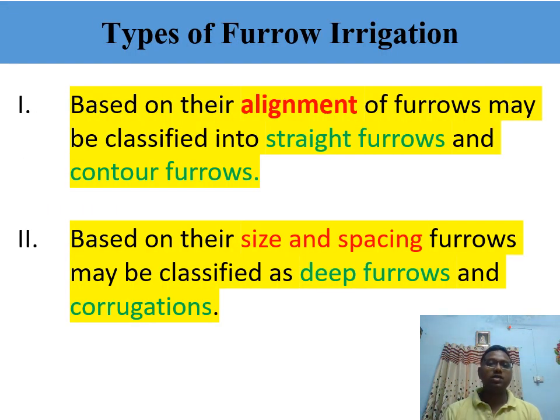Now we will see the types of furrow irrigation. The types are further classified, first, on the basis of alignment. On the alignment basis it is classified into two types, straight furrow and contour furrow. The next classification is based on the size and shape of the furrow, into deep furrow and corrugation furrow. We will see first the classification on the basis of alignment.